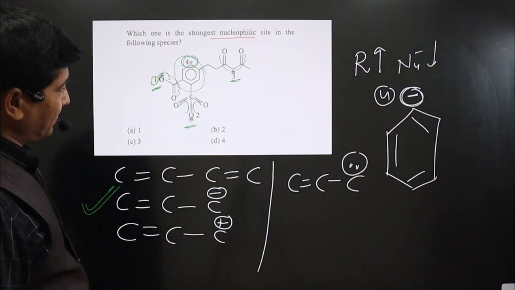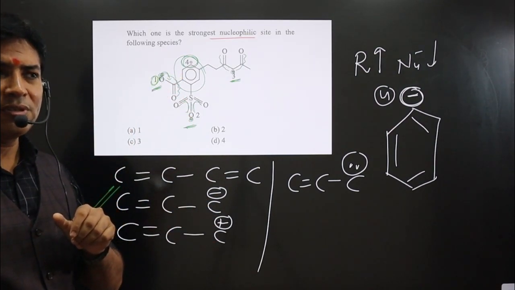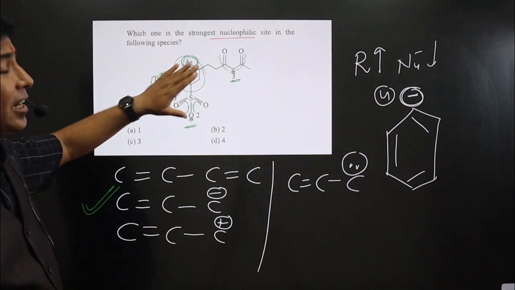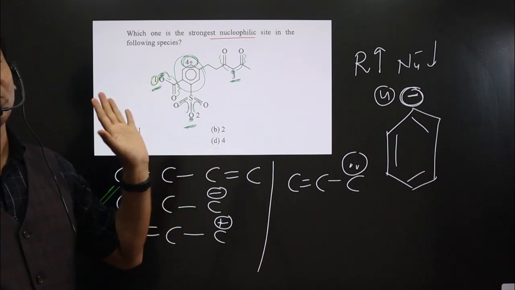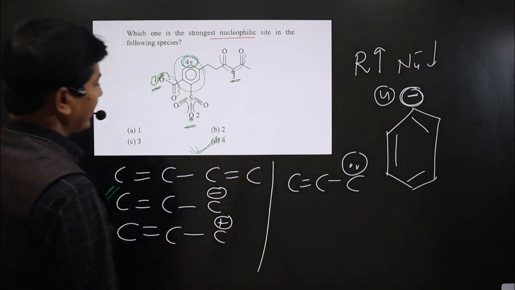It does not decrease. Even if you consider the benzene ring acting as a plus M group, it can donate electron density, so it can increase. But this electron density will not decrease because it is not a part of a conjugated system. Hence, the fourth option is the correct option.